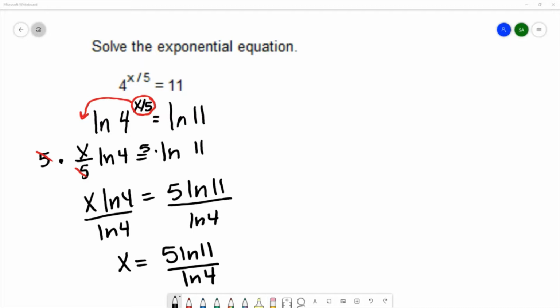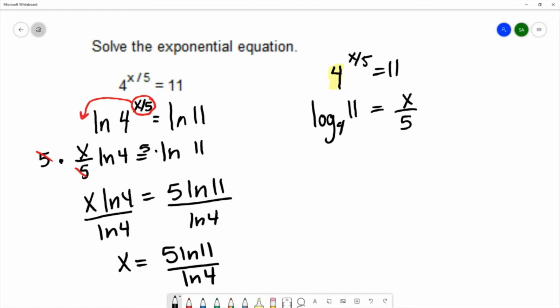We have another technique for solving this exponential equation, and that is to convert it to a logarithm. So the same equation, 4 to the x over 5 equals 11. What we can do is rewrite this exponential equation as a logarithmic equation. We would write the word log and we're going to use the base of our exponent. That's base 4. The log always equals the exponent. We have an exponent of x over 5, and then the 11 is what goes inside the log.